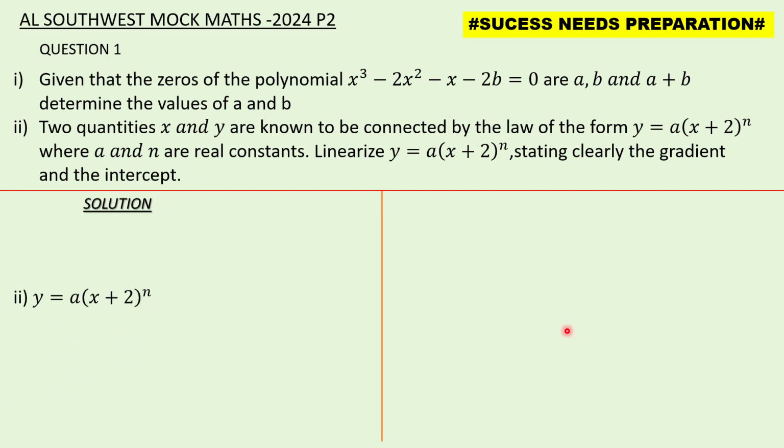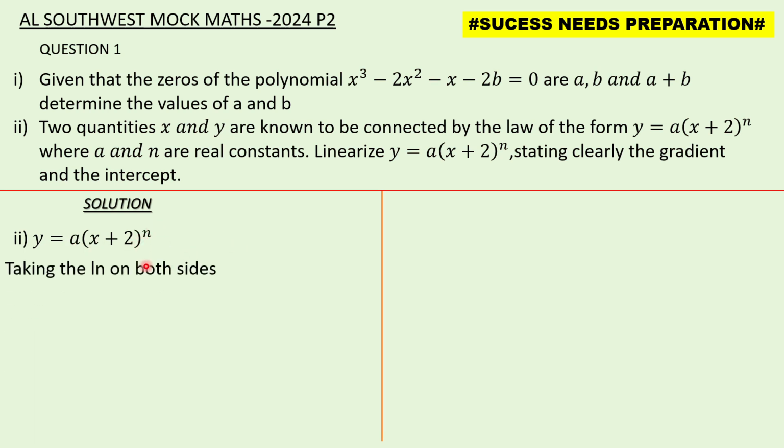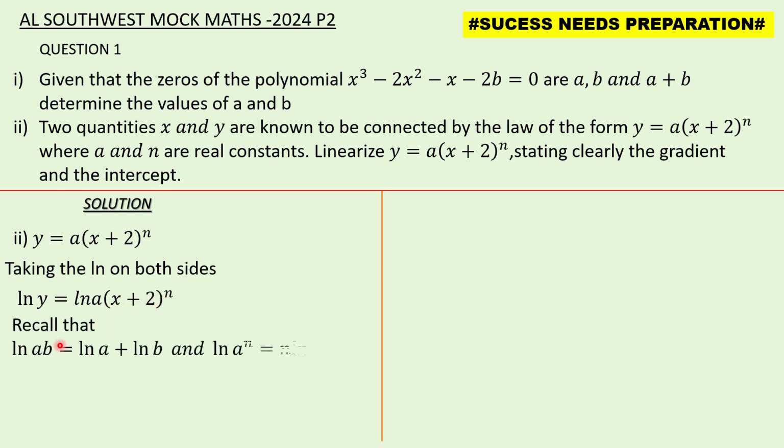The second part of the question, they said we should linearize the equation. So to linearize the equation, the first thing that we have to do, because here I'm seeing a power already, is to take the ln on both sides. So taking ln on both sides, I'll get ln y is equal to ln of a into x squared into x plus 2 all to the power n. So I recall two properties: ln ab is equal to ln a plus ln b, and ln a to the power n is equal to n ln a. This is the law of logarithms.